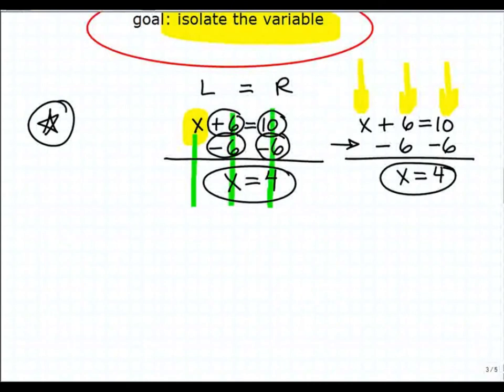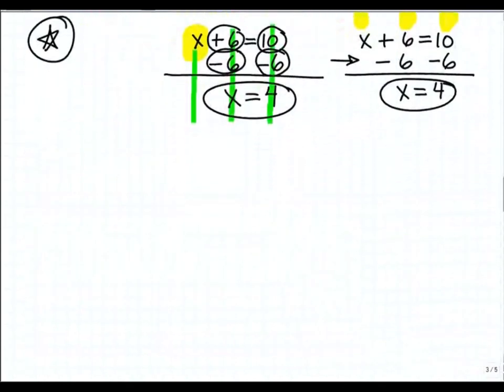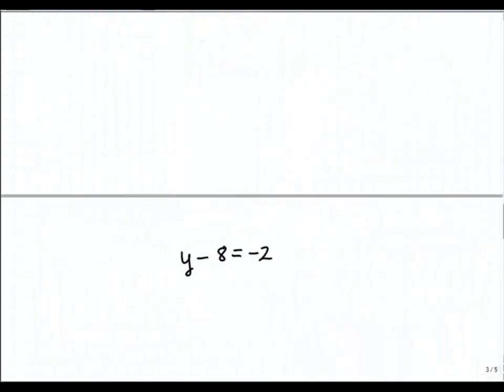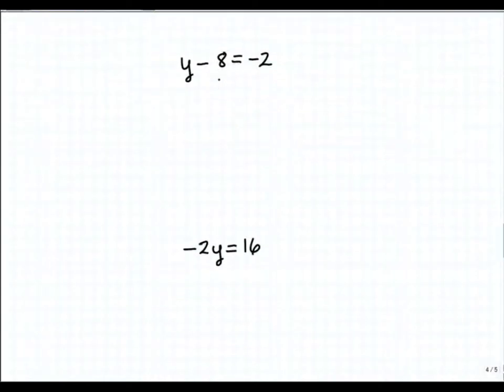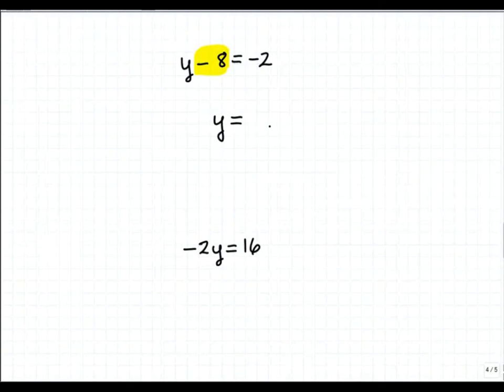Now, let's take a look at an example where we're using all the different types of inverse operations. That was addition and subtraction. So our next example is going to be y minus 8 equals negative 2. Here I have a minus 8 next to my y. I want the y by itself. Remember, y equals whatever number is going to be the solution to my equation.